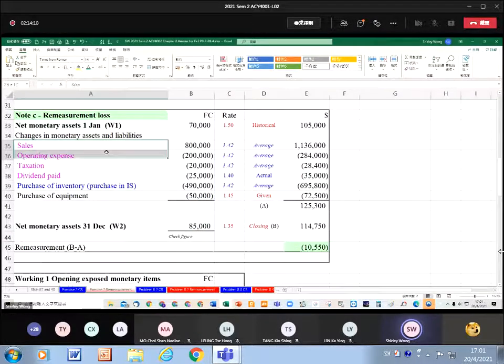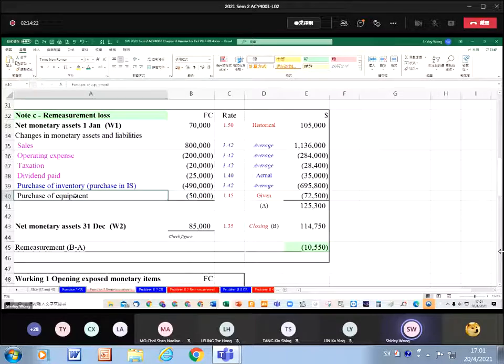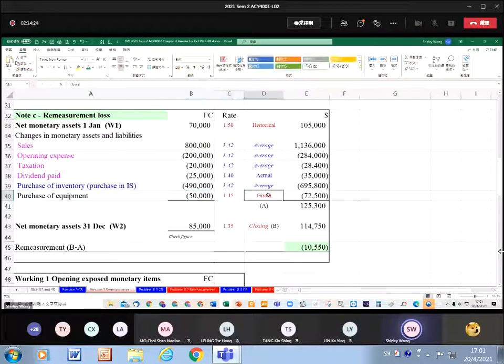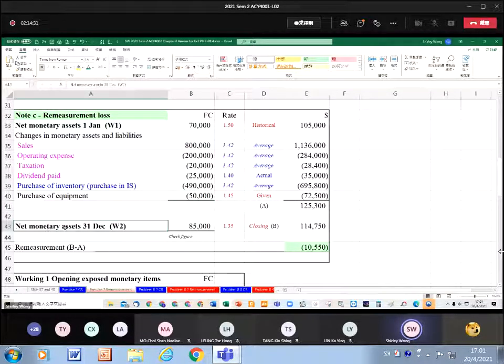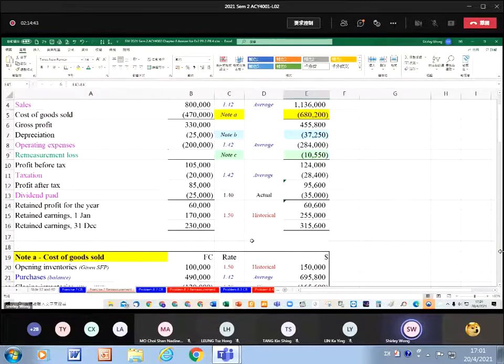What you need to put inside here is all those that use the average rate or actual rate, and then all the newly purchased items. Newly purchased items will use the historical rate at the actual date. Originally we're using different rates for different items. But finally, for the net monetary item, you need to use the closing rate. And then there is a difference, and the difference you need to put into the P&L. Okay, now you understand clearly how to do that.